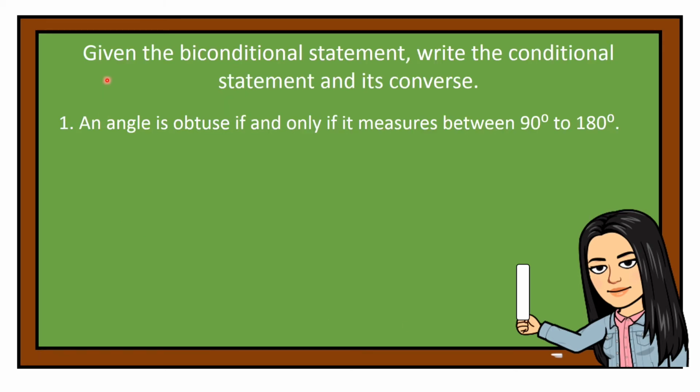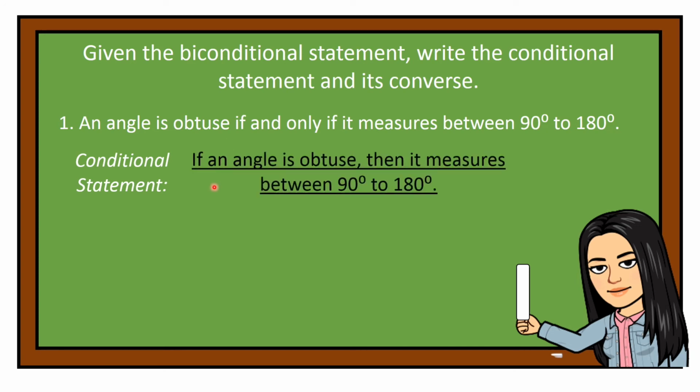Okay, so let us answer this activity. Given the biconditional statement, write a conditional statement and its converse. Our given is already a biconditional statement, so we will put it into a conditional statement and a converse statement. Our given is, an angle is obtuse if and only if it measures between 90 degrees to 180 degrees. What will be our conditional statement based on this given biconditional statement?